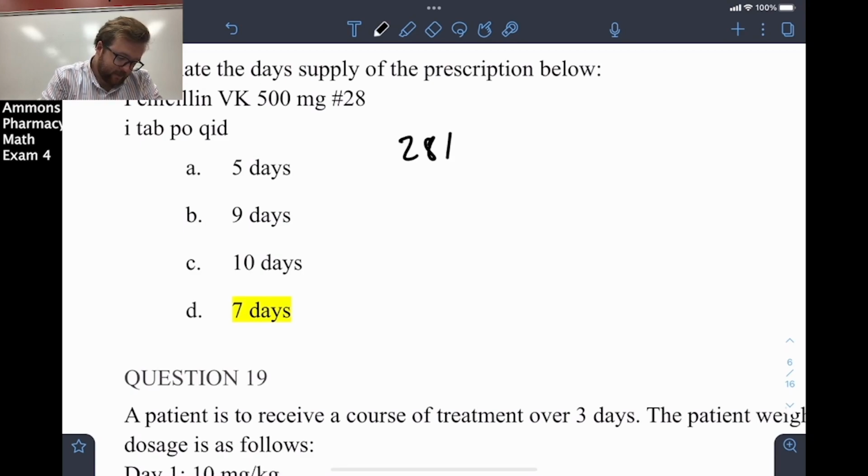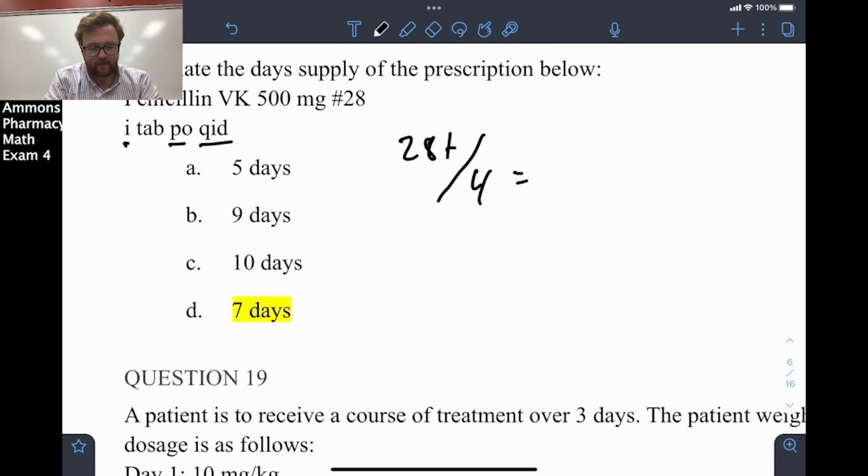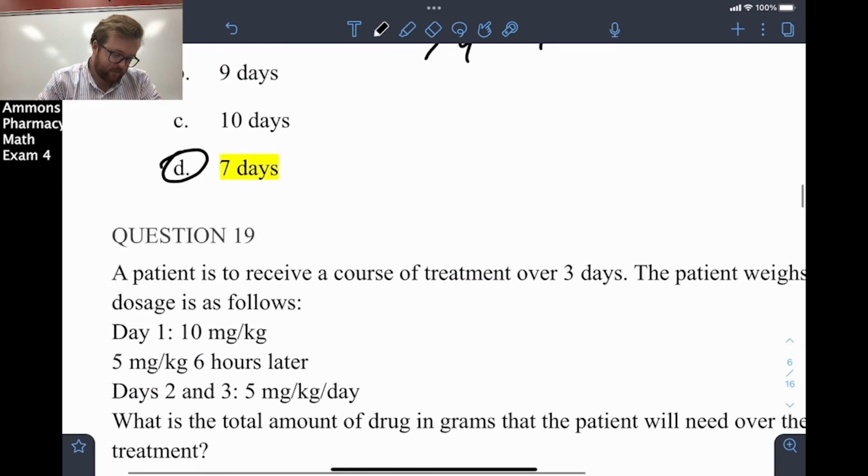28 tablets total. He takes 1 by mouth 4 times a day. So he basically just takes 4 a day. So 28 divided by 4 is 7. I did not screw that one up.